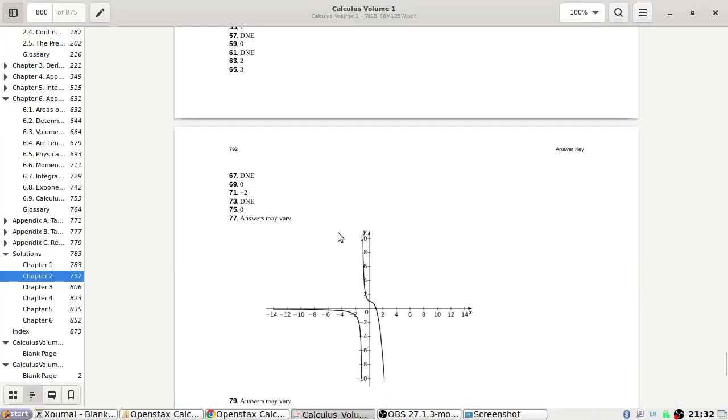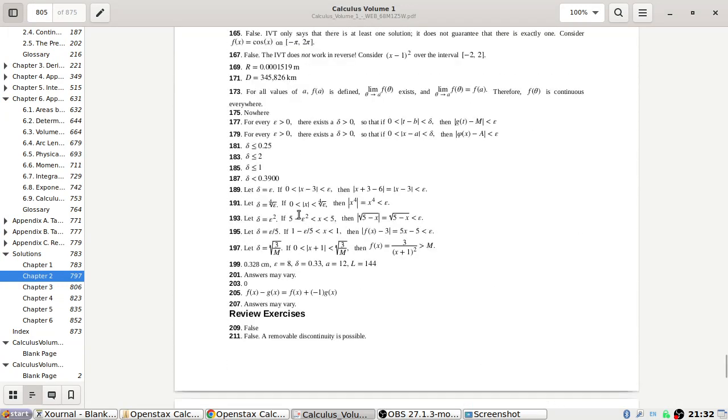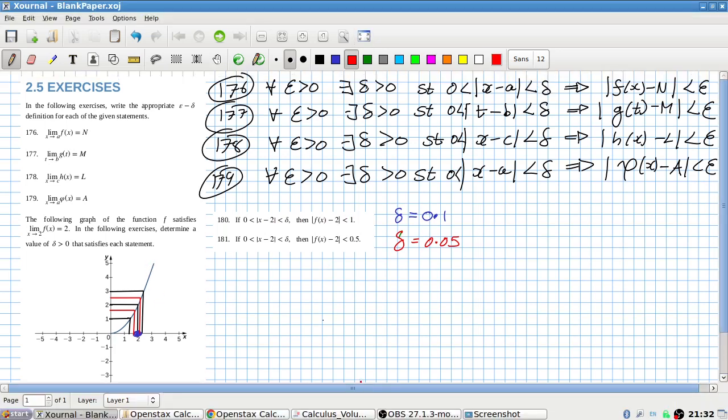Question 181 should be there. 181. Yeah, 0.25. Oh, okay. So yeah, I was being very conservative. Yeah, very conservative, but it doesn't matter because it satisfies the requirement. I certainly will be within one if I make sure the x is within 0.1 of 2. If I knew this function here, I could actually calculate it, but I can't, so that's okay.